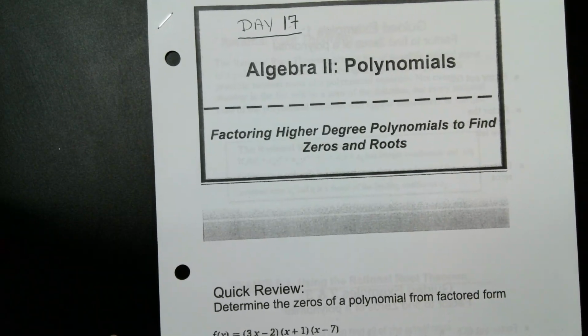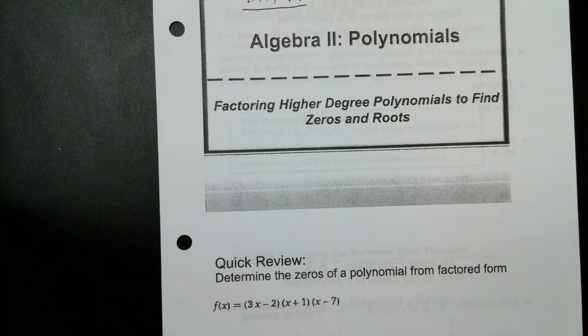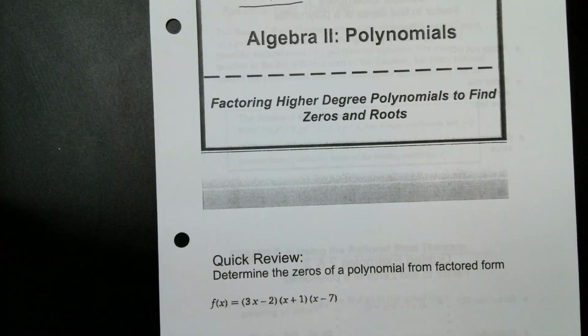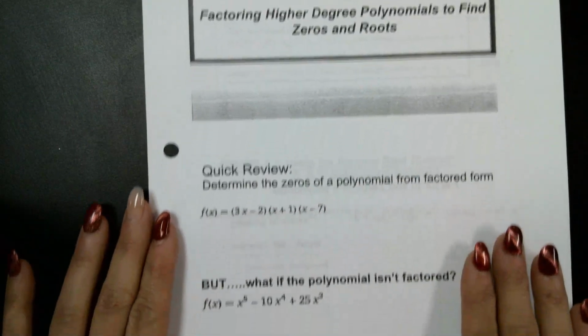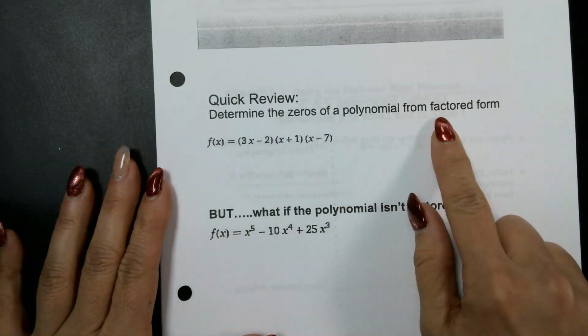Today you might see some exponents higher than 3. That just means that if the highest exponent is a 5, potentially you could have 5 possible x-intercepts. So real quick, right here it says quick review: determine the zeros of a polynomial from factored form.